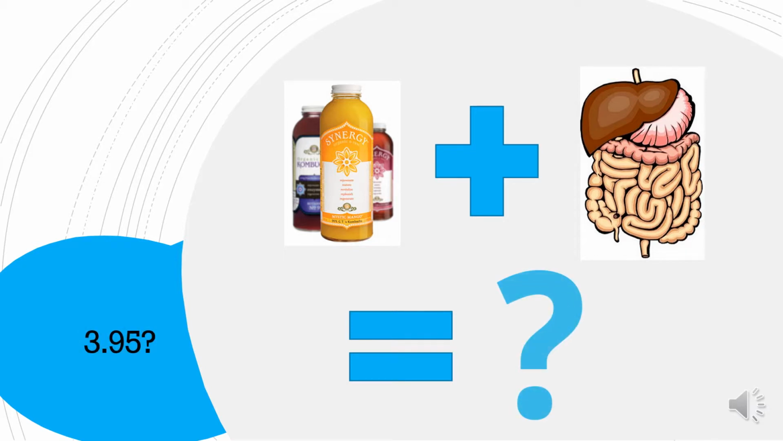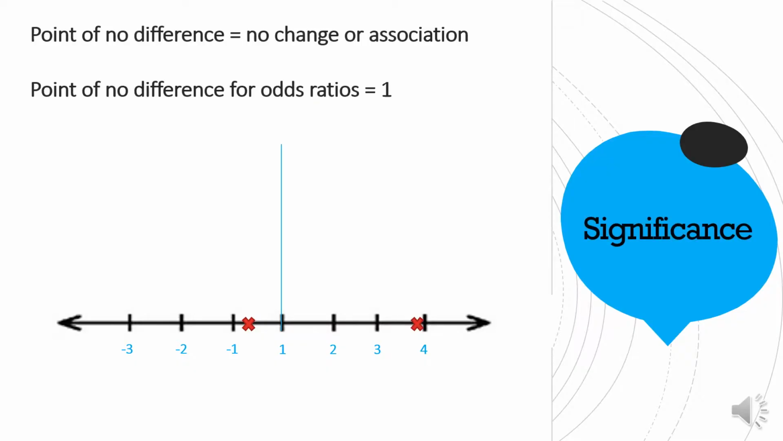Remember that the odds ratio is a measure of association between an intervention and an outcome. So how significant is this association between kombucha consumption and improved gut health? What does 3.95 mean? For odds ratios, the point of no difference, or the point where there has been no change or association, is 1. We can interpret whether our result is significant based on where it lies in relation to 1.